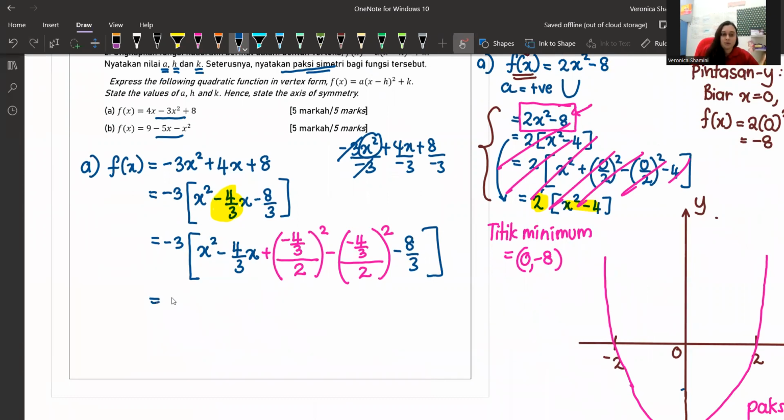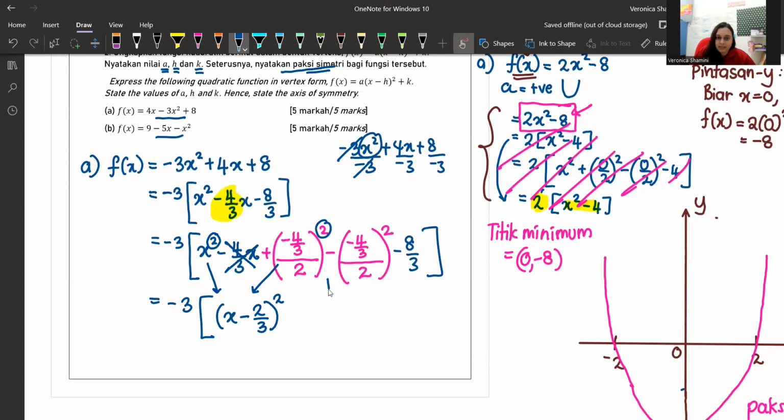Okay, now negative 3. The first one and the third one, we're going to put together. This middle one cancels off. That one is no use after this already. So, negative 4 over 3 divide 2. Use your calculator. Okay, so you get x tolak 2/3. Close. See here got kuasa 2, right? So the kuasa 2 put outside.